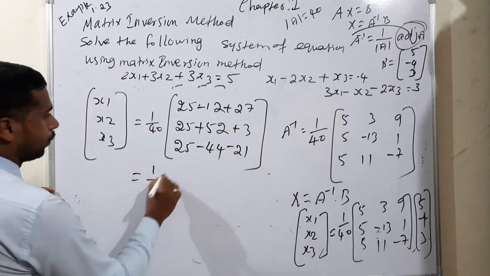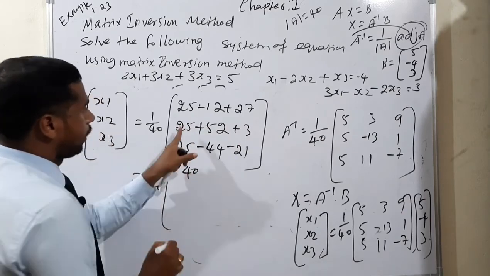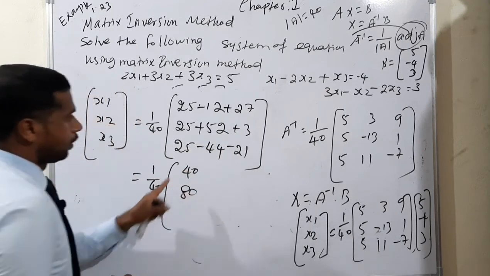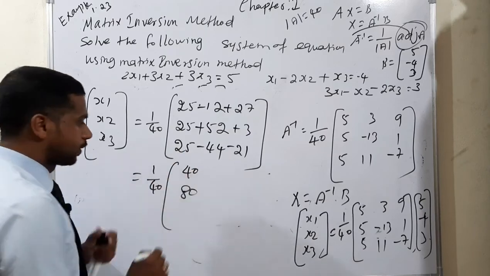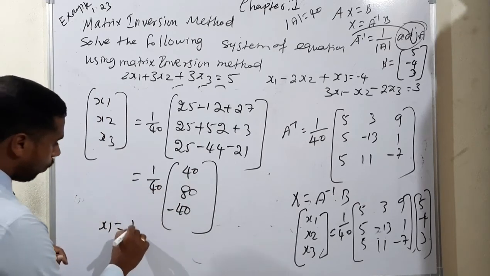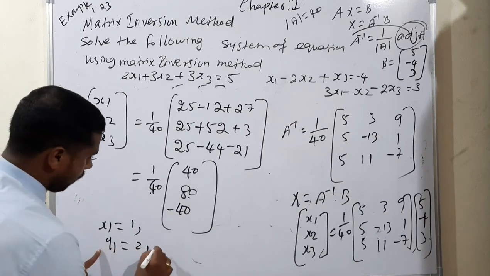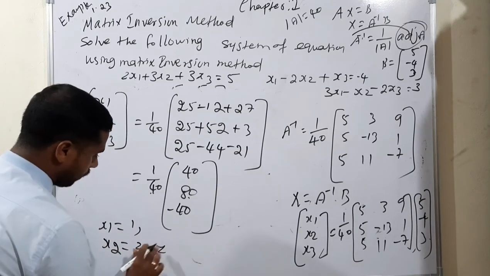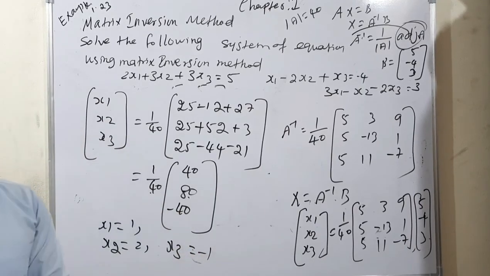Listen, so 1 by 40, 25 plus 27, 52. 52 minus 12 means 40 will come. Here 25 plus 3, 28. 28 plus 52 means positive 80. Last line, minus 44, minus 21, minus 65. Minus 65 plus 25 means minus 40. Therefore, definitely we can say 40 divided by 40 means x1 value 1 will come. 80 divided by 40, 2 will come, so x2 value 2 will come. Then x3 is equal to minus 40 divided by minus 40, minus 1 will come.